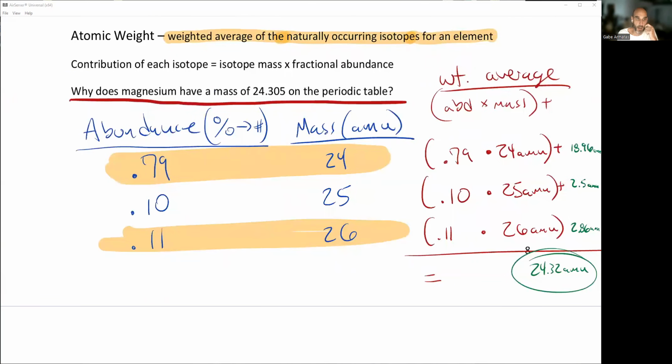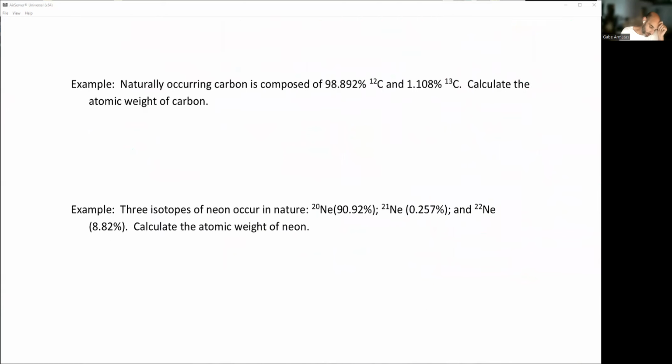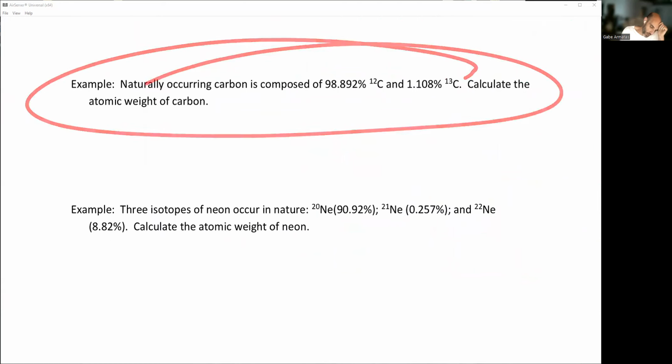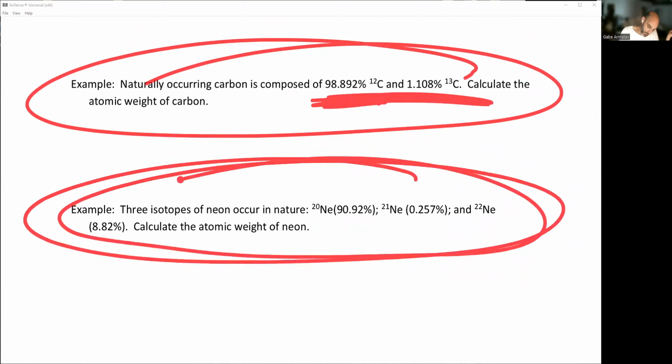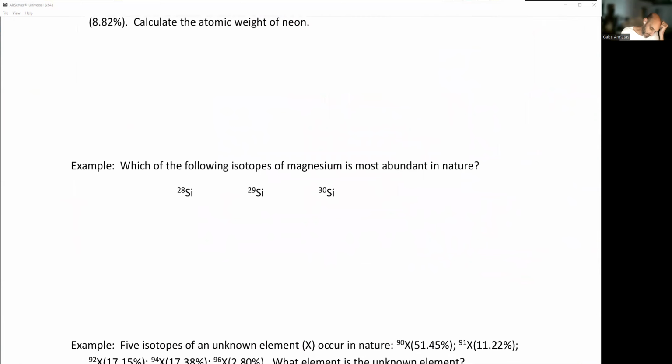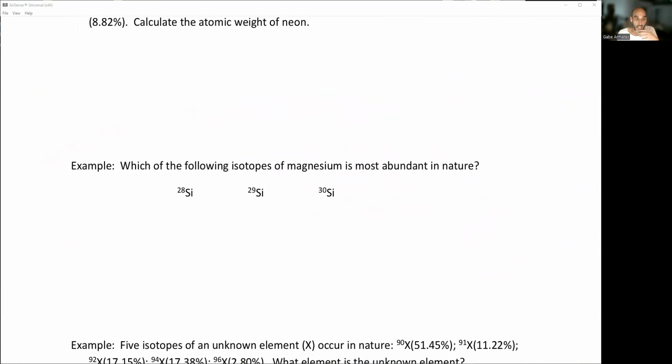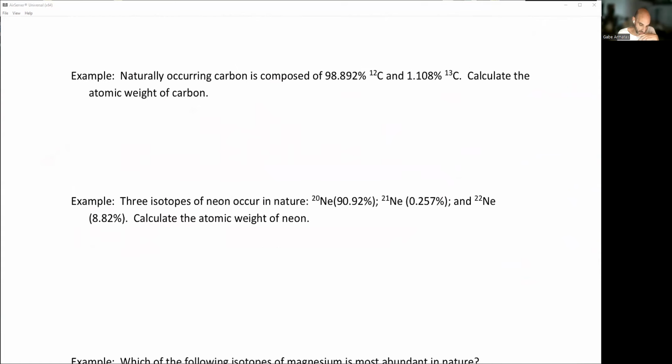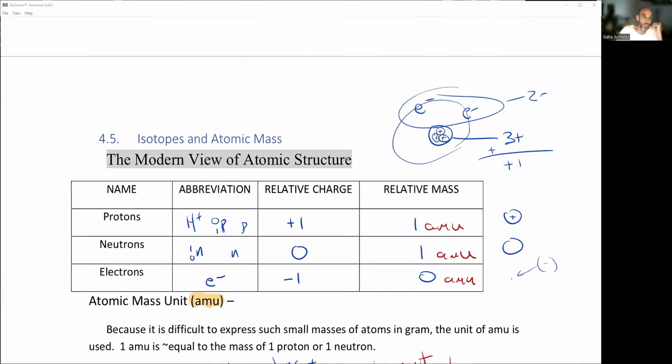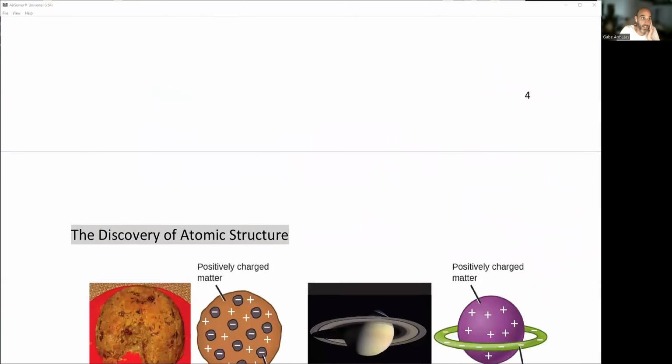That's essentially what we're going to work out in class. What is the anticipated atomic weight of carbon? When you calculate this, it should be the same as on the periodic table. Same question here: what is the atomic weight of neon? Again, it should be the same thing that you see on the periodic table for neon. And which one of these is the most naturally occurring? We look at the mass of silicon, and we should be able to figure that out. We're going to do all of these in class next time. But that should cover all of the content for chapter 4.